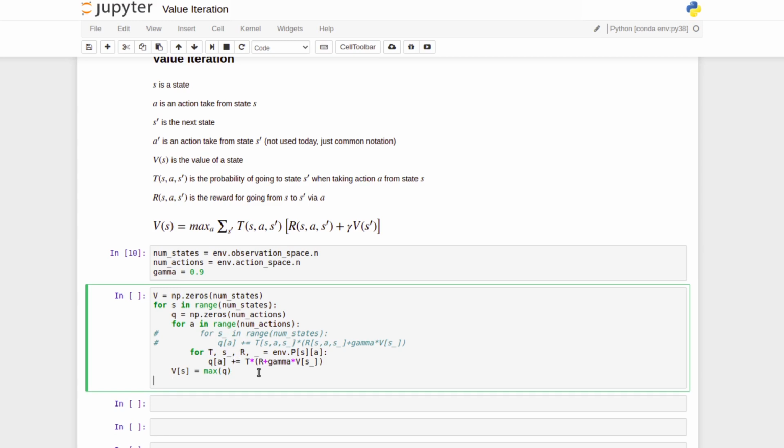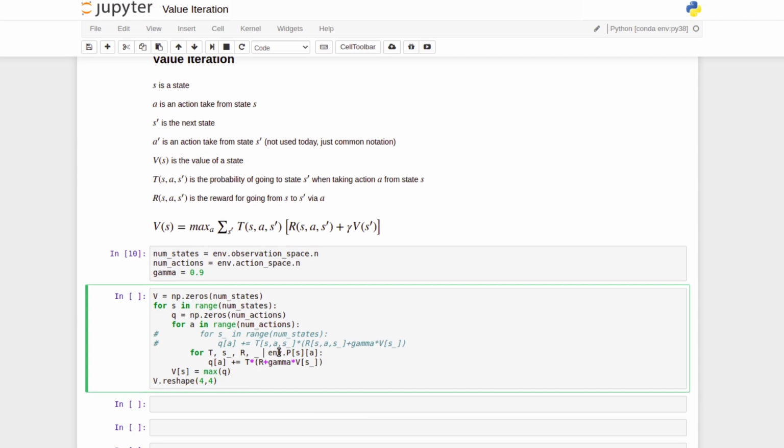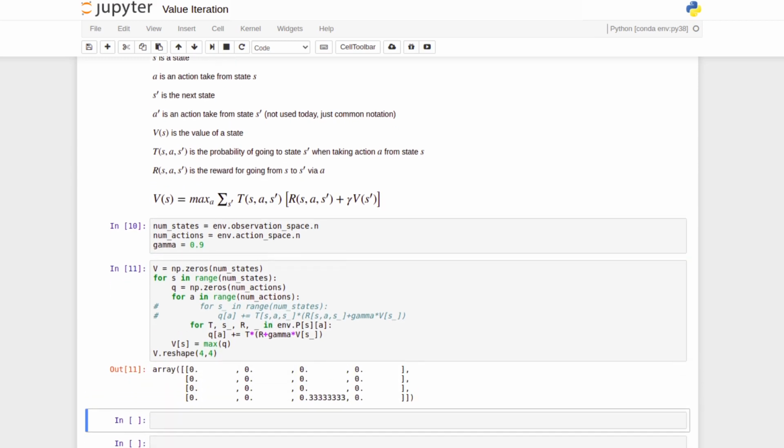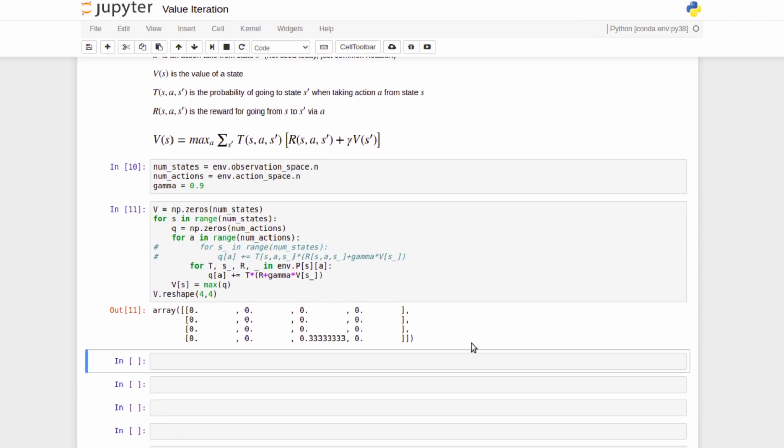Now, since we have these 16 values for the state, it's kind of annoying to look at it directly in just the long vector. So we're going to go ahead and reshape it to 4x4. And this is solely for visualization purposes. And a little typo here. And we run that. And we see what happens after the first iteration of calculating our values.